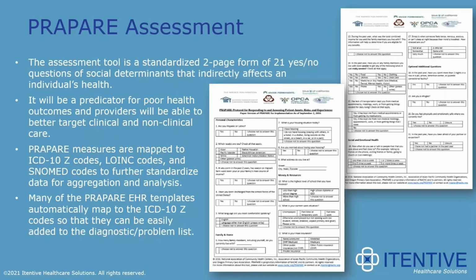So the assessment tool, as it stands, is a standardized two-page form of some yes or no questions of social determinants that indirectly affect an individual's health. It will be a predictor for poor health outcomes, and providers will be able to better target clinical and non-clinical care. So Prepare measures are mapped to ICD-10 codes, LOINC codes, and SNOMED codes in our Prepare data documentation and codification file to further standardize data for aggregation and analysis. So many of the Prepare EHR templates automatically map to the ICD-10 code so that they can be easily added to the diagnostic or problem list in the EHR.